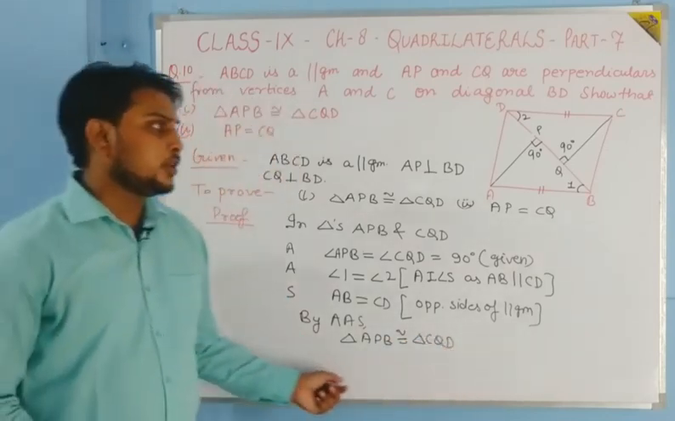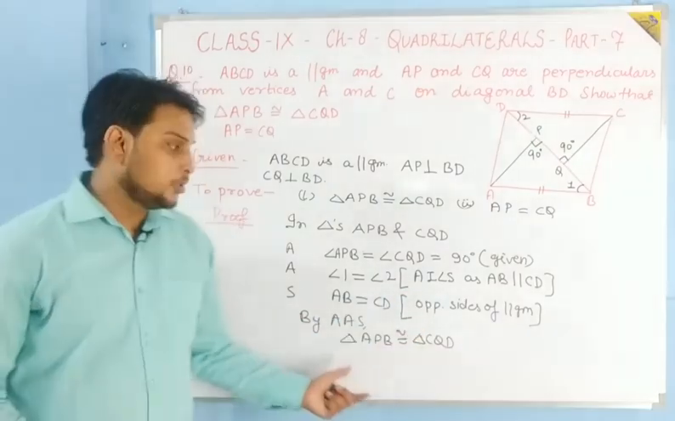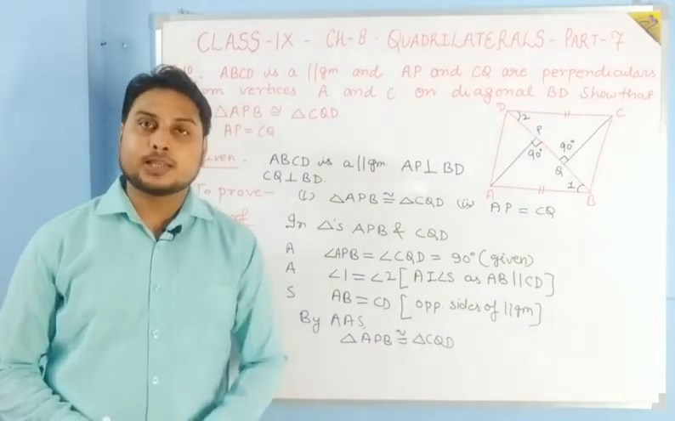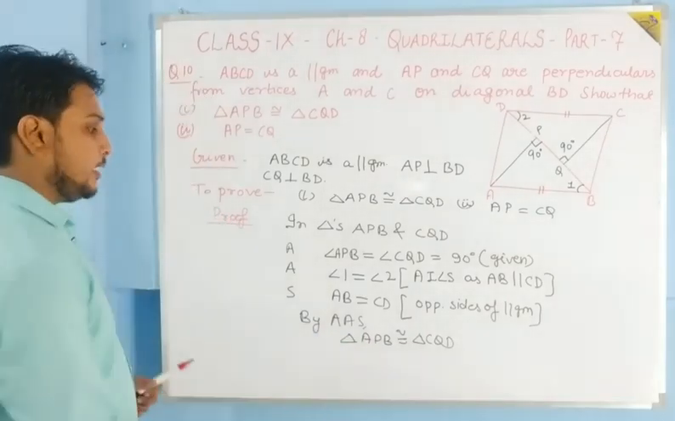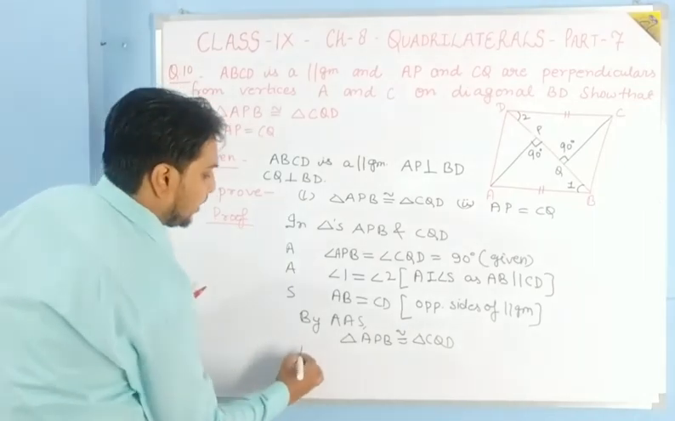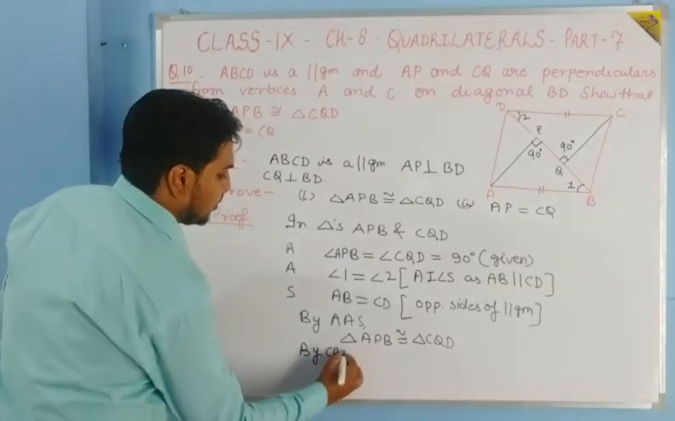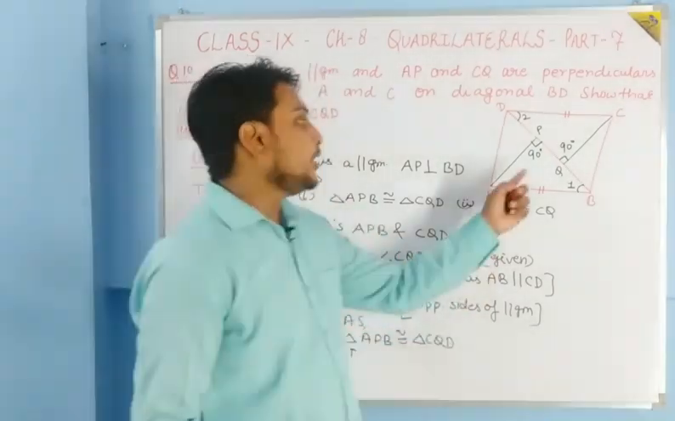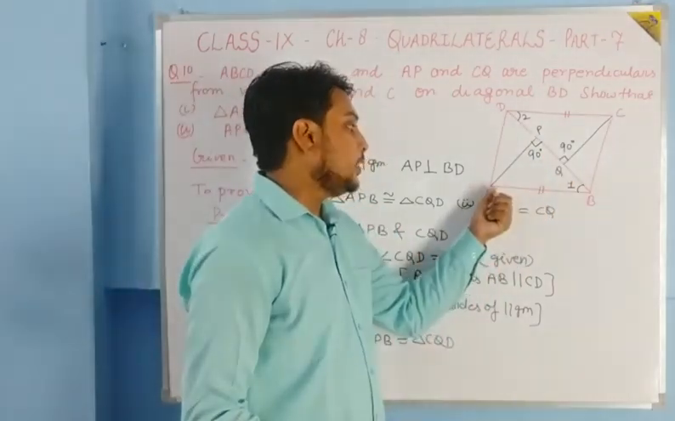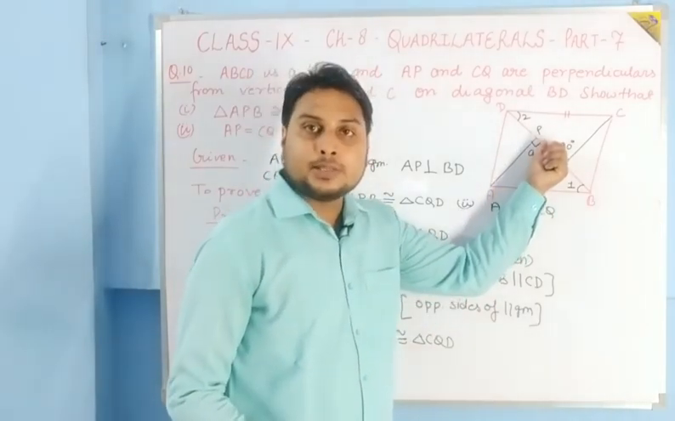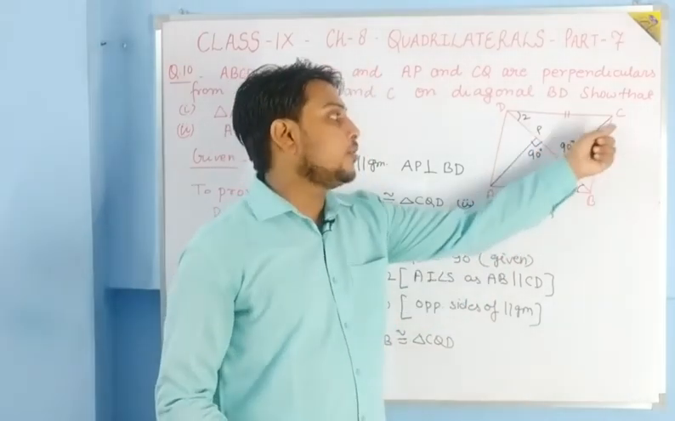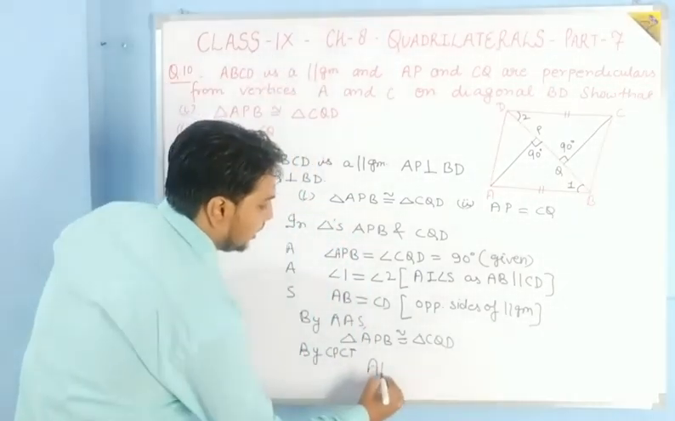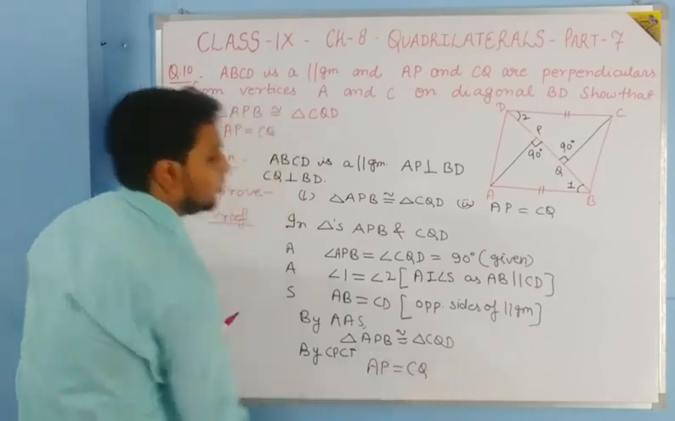Very easy question it was. Simply we can show here how by angle side these two triangles are congruent. And if we have shown this, then by CPCT, meaning corresponding parts of congruent triangles, if these two triangles are congruent, then the side AP of this triangle should be equal to the side CQ of this triangle. So by CPCT we can write that AP is equal to CQ.